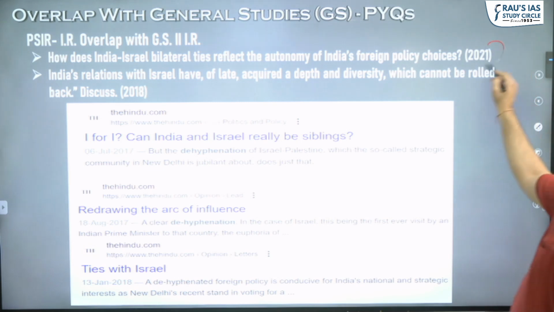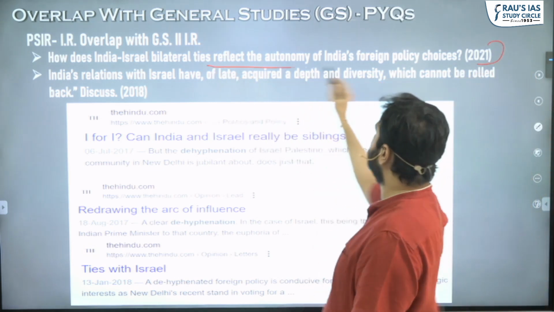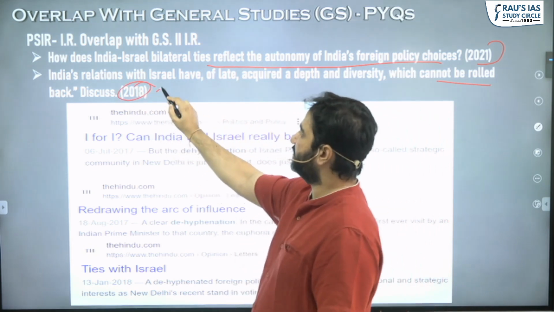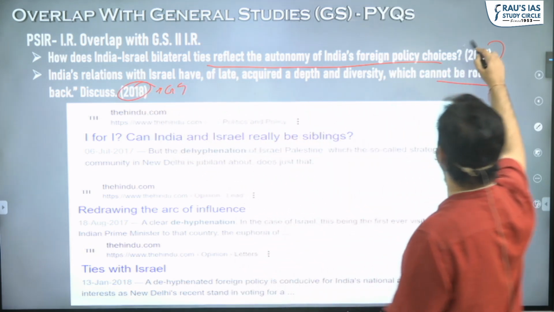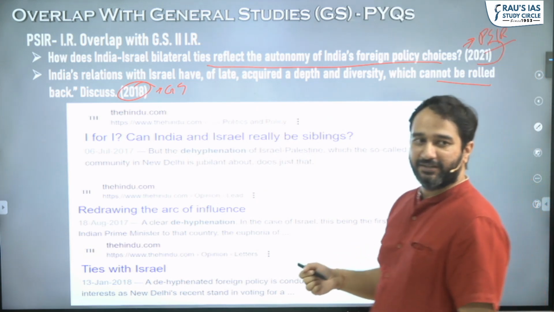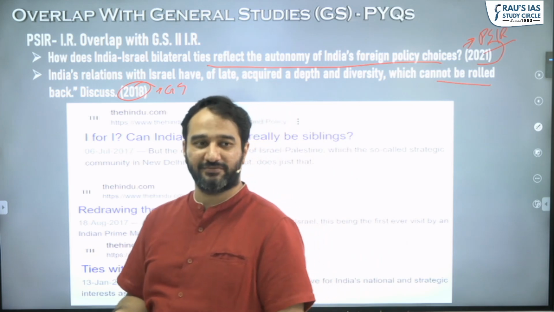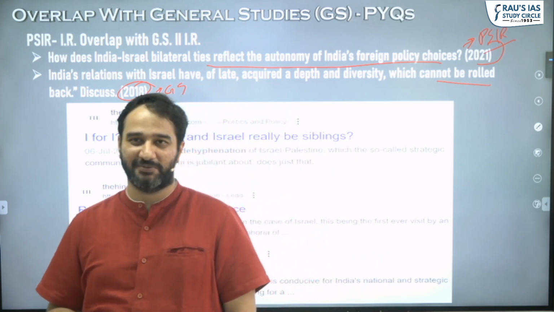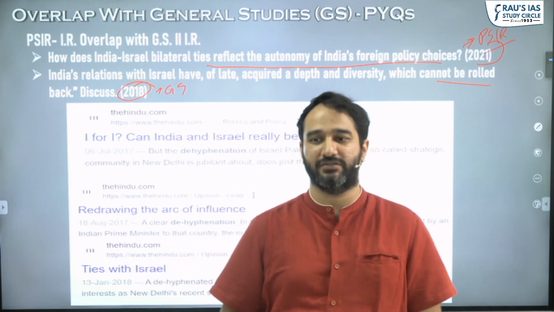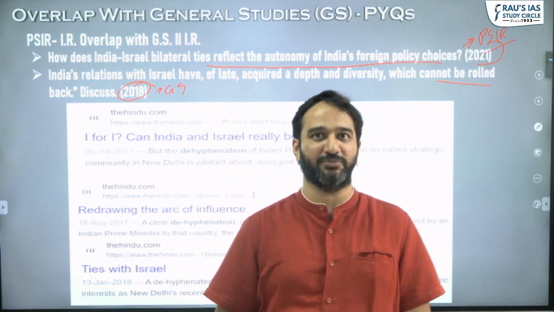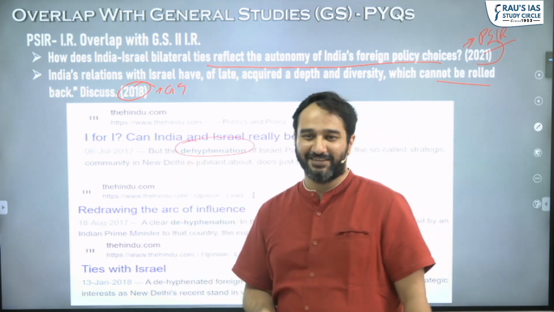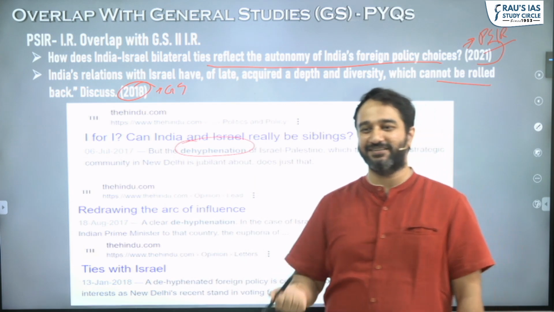Same thing, India-Israel ties reflect the autonomy of India's foreign policy, and the India-Israel relationship, 2018. This one in GS, this one in PSIR. What was the foreign policy that we had with Israel? The new foreign policy. No, we've done it in class. It was completely new, which India adopted in 2017. It happened with the visit of Prime Minister Modi there. The de-hyphenation policy, that we would not see Israel and Palestine hyphenated.